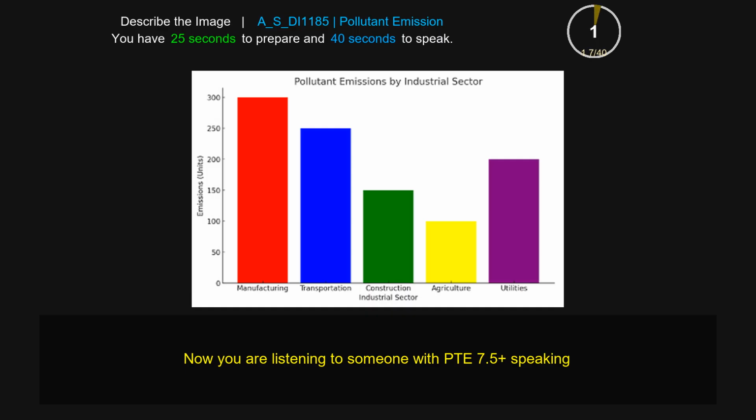The given bar graph gives information about the pollutant emission by industrial sectors such as manufacturing, transportation, construction, agriculture, and utilities. The x-axis represents industrial sector, whereas the y-axis represents emission units with the value ranging from 0 to 300 units. According to the bar graph, the maximum value is for manufacturing with the value of 300 units, whereas the minimum value is for agriculture, which has the value of 100 units. Similarly, the value for transportation is 250 units and the value for construction is 150 units. Overall, the given bar graph gives information about the pollutant emission by different industrial sectors.